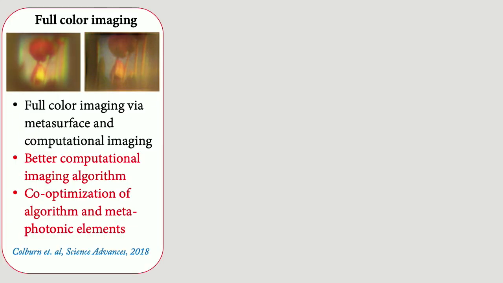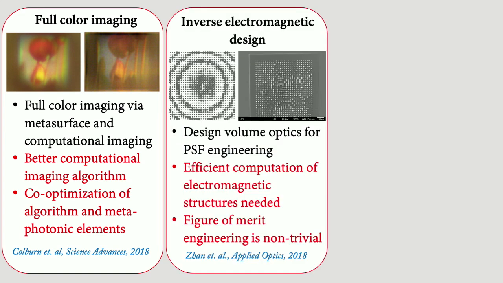Okay, so I'm going to summarize. I told you about some of the work on full color imaging that is possible by co-optimizing a metasurface and a computational algorithm. But we need better computational imaging algorithms, which we're looking into. This co-optimization is a very interesting idea that we got pretty excited about. We are working with Princeton on that. Inverse electromagnetic design, we think we are just scratching the surface. This is a very new idea, and I think there is a lot of opportunity for using better computational techniques to create optical elements that don't even exist yet. We don't even know what they are.